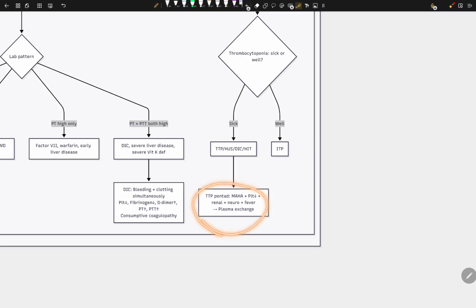So this is MAHA, and we have the pentad: neuro, fever, plasma. That's important. Neuro. If we have neuro, it's TTP. If we don't have neuro, it's HUS. Remember that. Important, right? What else can I think of?